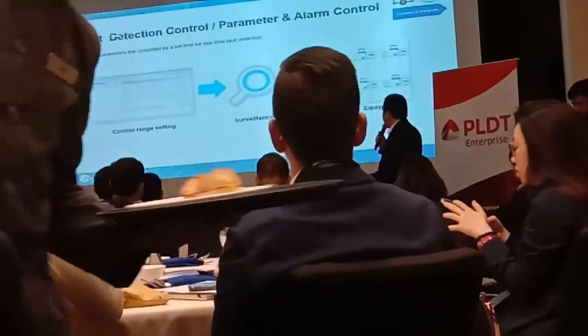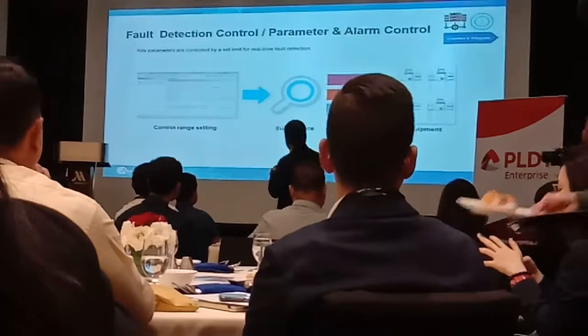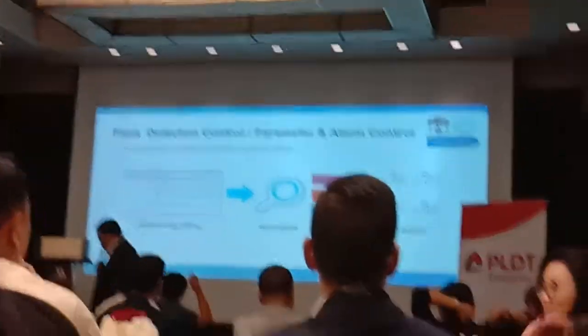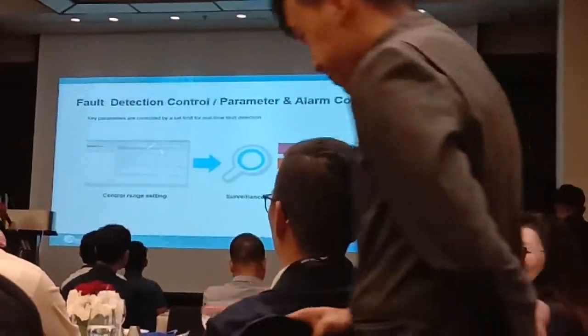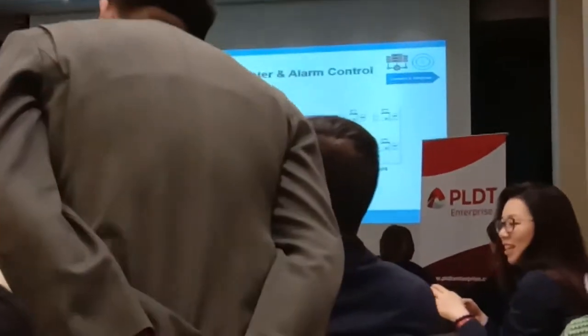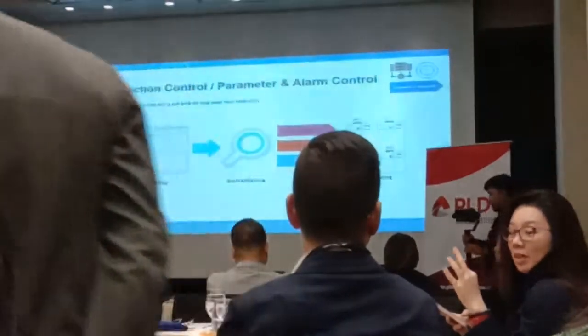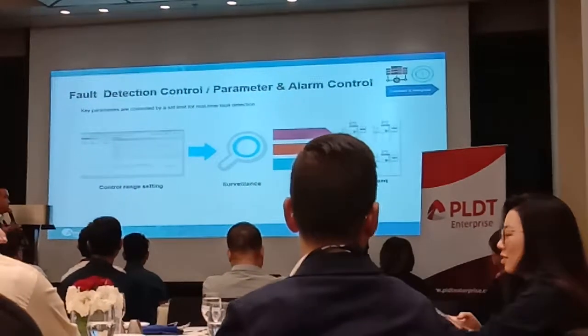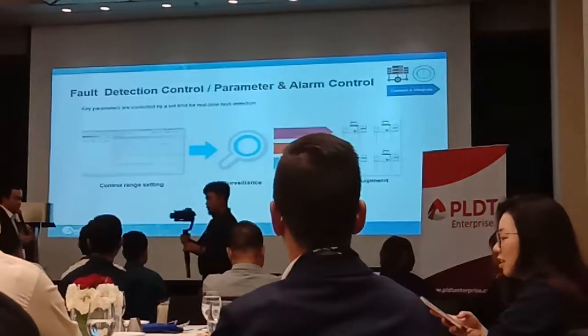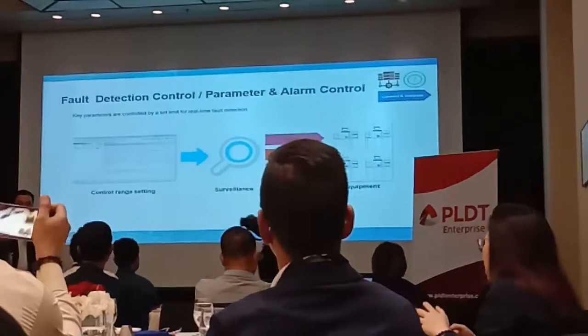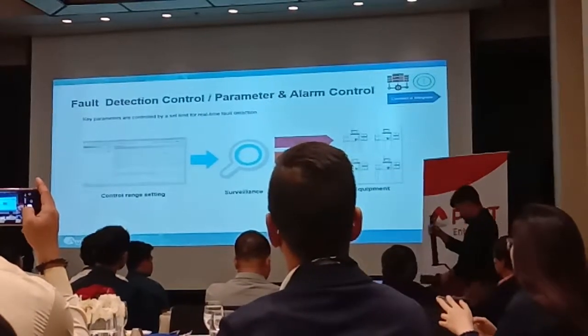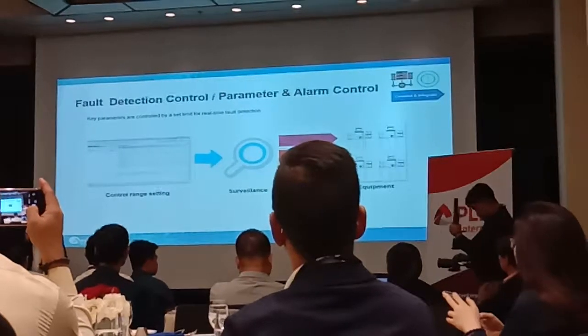We also have fault detection control, or FDC, to control the parameters, as well as those alarm control. Now what we do here is that we have the control range setting being set by our engineers, and through surveillance, we can notify the people in the line. We can stop it, and we can hold it. Do not process it if there's something wrong. And take note, 6,000 machines, these are fully automated.